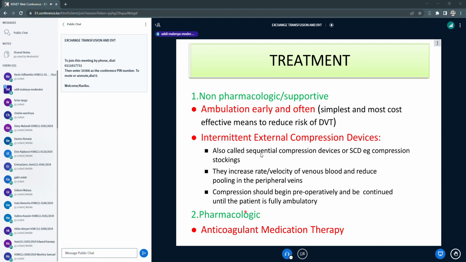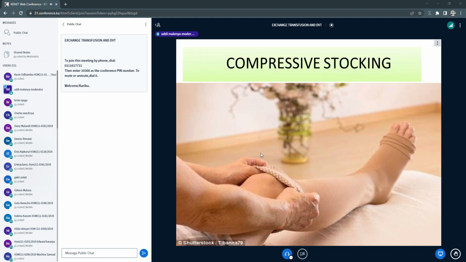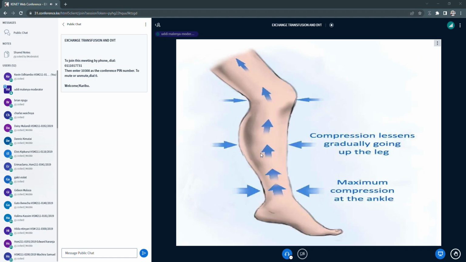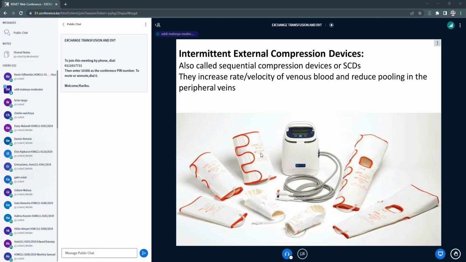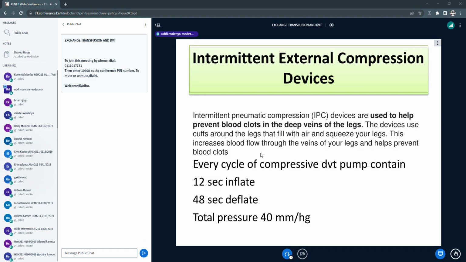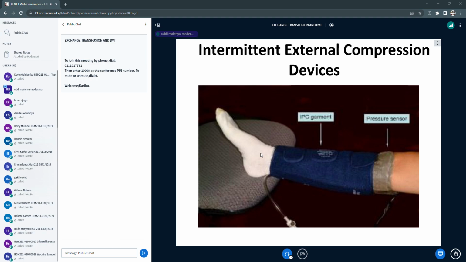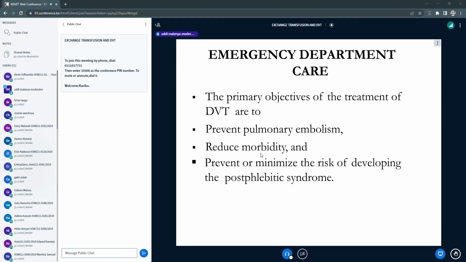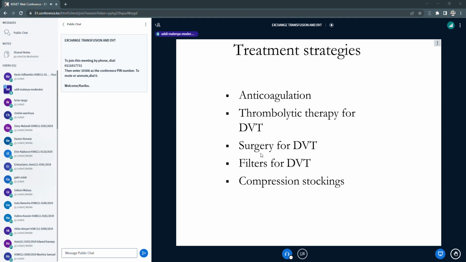Pharmacologic, you use anticoagulation. I'm not going to talk about these intermittent stockings. I want to move as fast as possible. So we say that treatment strategies here include anticoagulation, thrombolytic therapy, surgery, filters, and compression stockings.